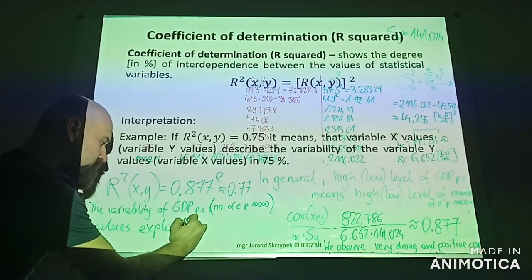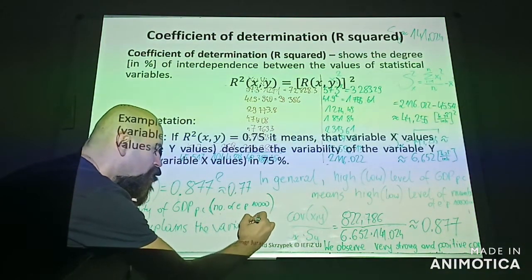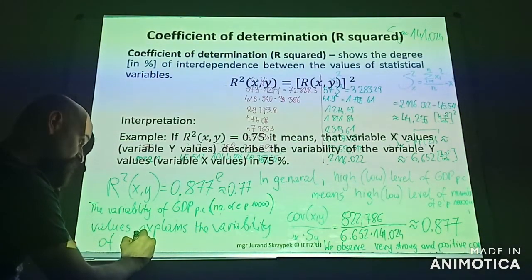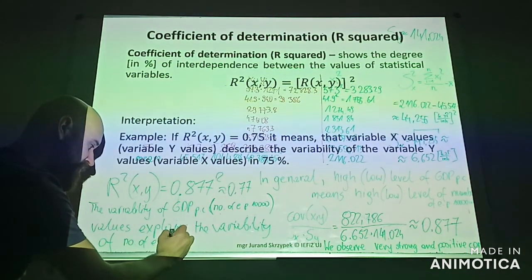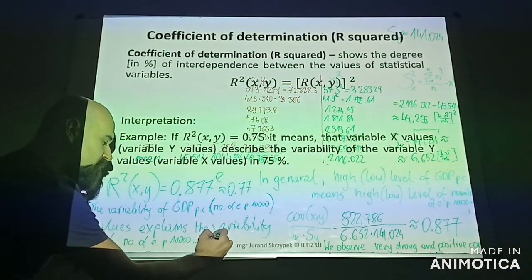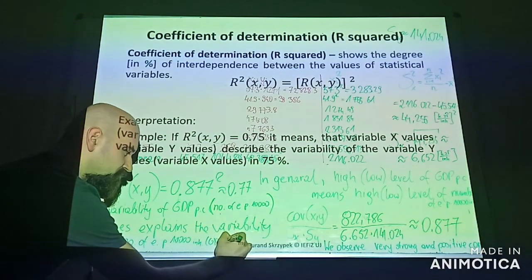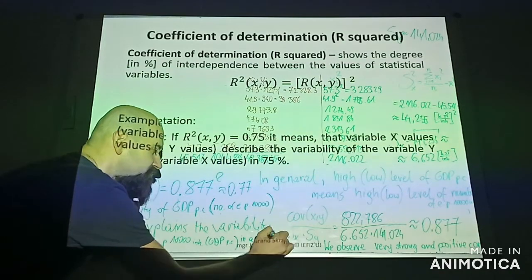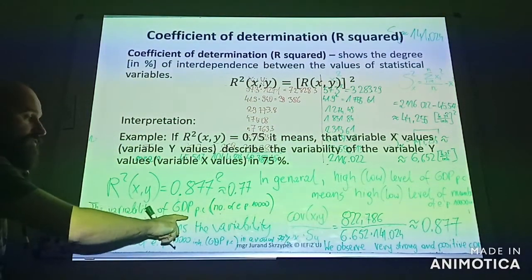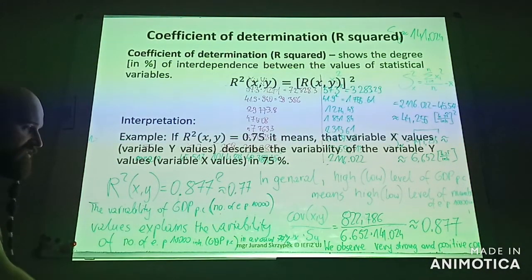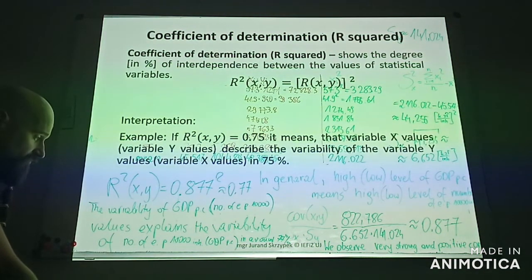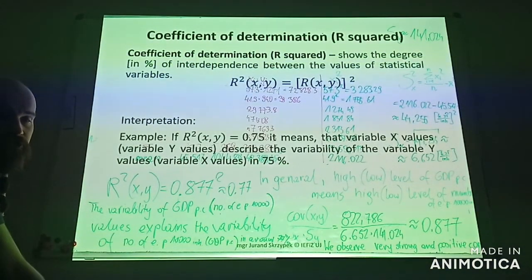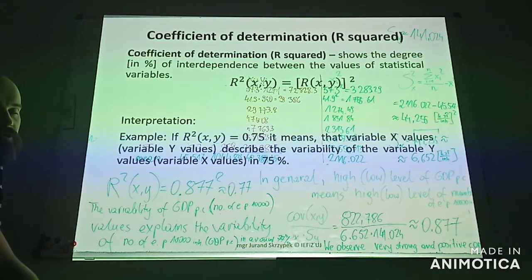the variability of GDP per capita, or second variable, values, explains the variability of number of enterprises per 10,000 inhabitants, or in bracket GDP per capita, in around 77%. Yeah, the variability of one variable values explains the variability of the second variable values in 77%. Yeah, we don't indicate which variable is a cause, which variable is an effect.